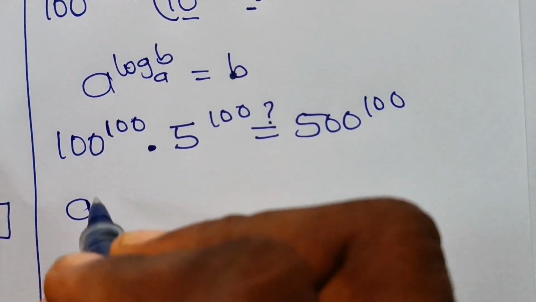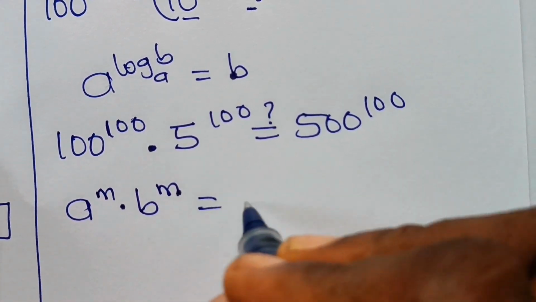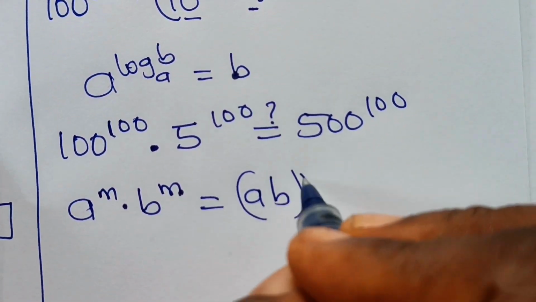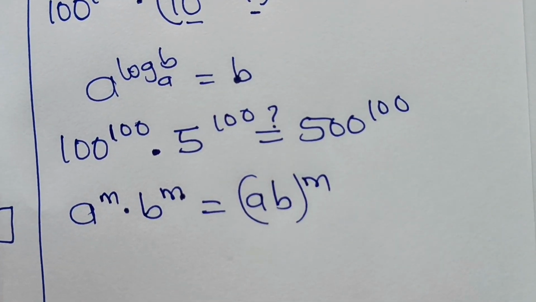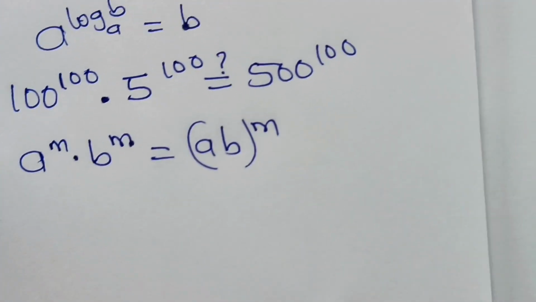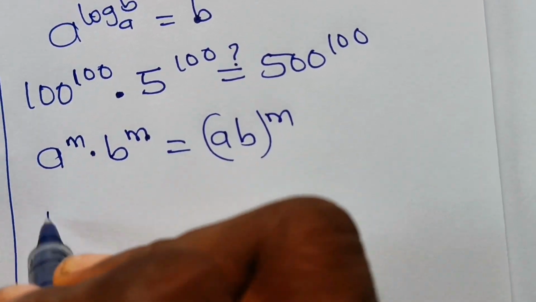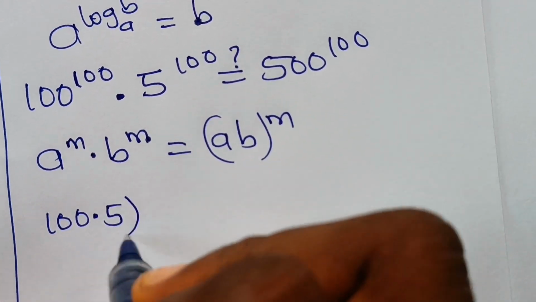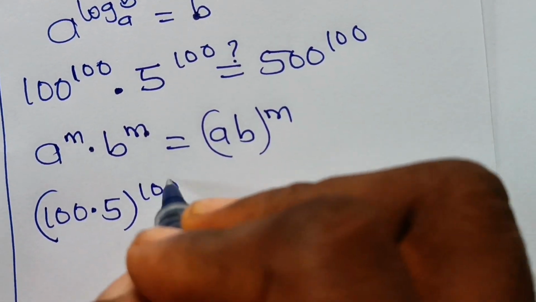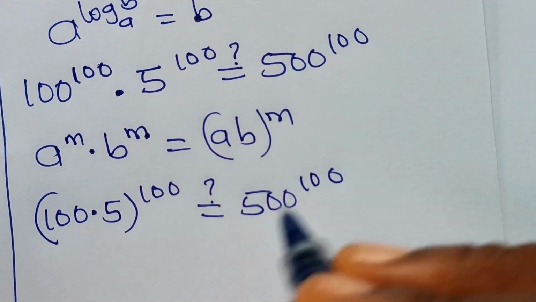Now remember that a to the power of m multiplied by b to the power of m is equal to a multiplied by b raised to the power of m. Oh, sorry about that. So that means that since they share the same power, we can multiply this and this together. So this is going to be 100 multiplied by 5 raised to the power of 100. Is this equal to 500 to the power of 100?